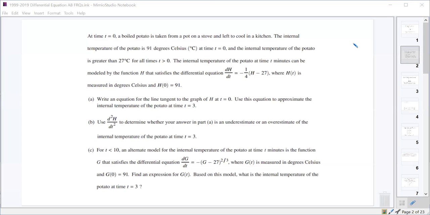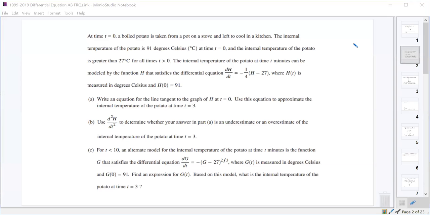So we got a potato, right? We're boiling a potato, taking it from a pot on the stove, and letting it cool in our kitchen. Very exciting. Okay? And they give us all this information, like the internal temperature of the potato is 91 degrees at time t equals 0. That's going to be important.